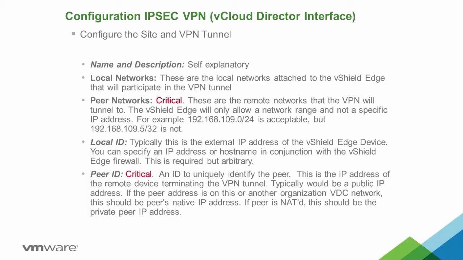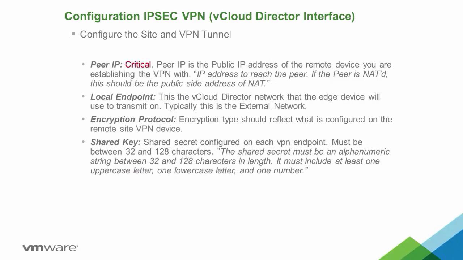If, however, it does not own a public address, then it will be whatever private address it owns. The peer IP will then be the public IP address that is associated with that peer firewall. So again, if it owns its own public address, the peer IP will be the public address. However, if it's being NATed, this is where the public IP address is set.